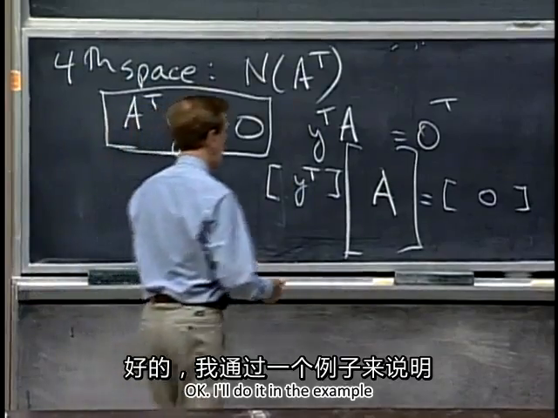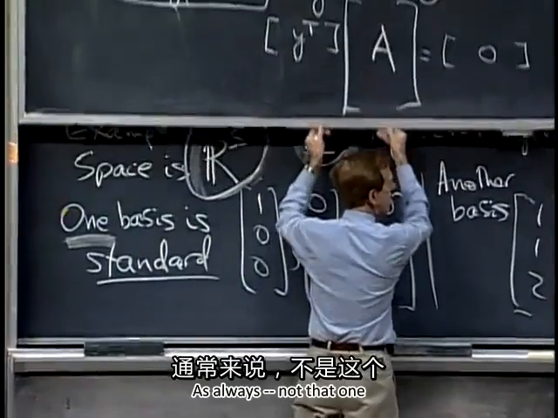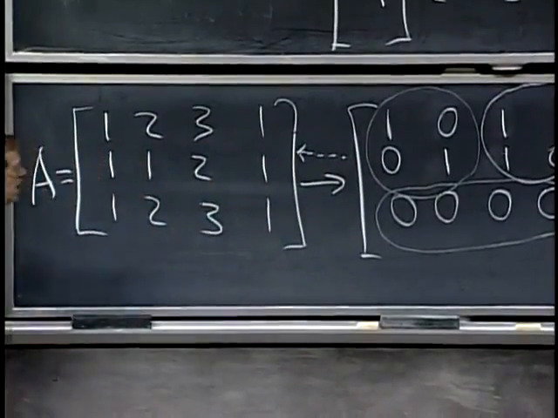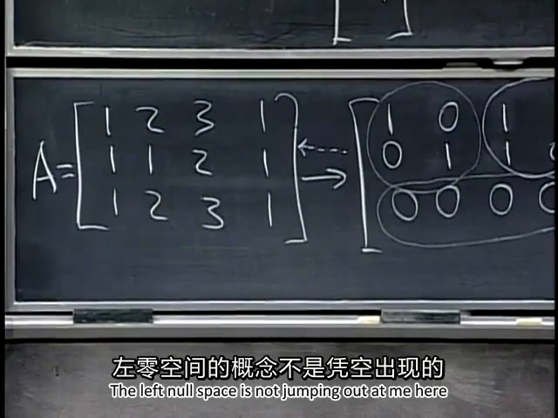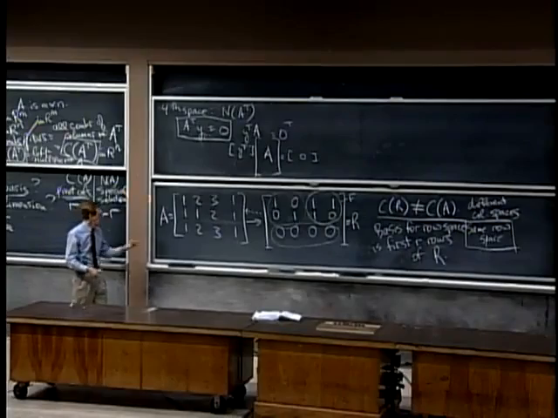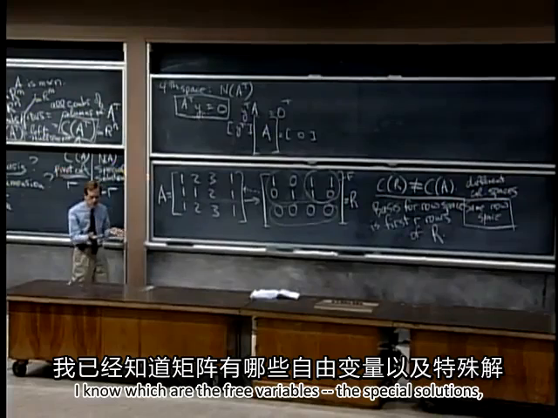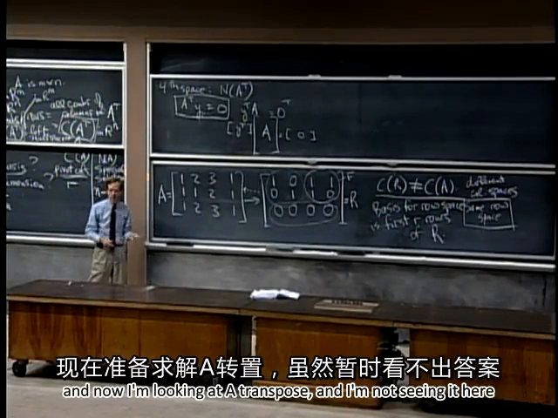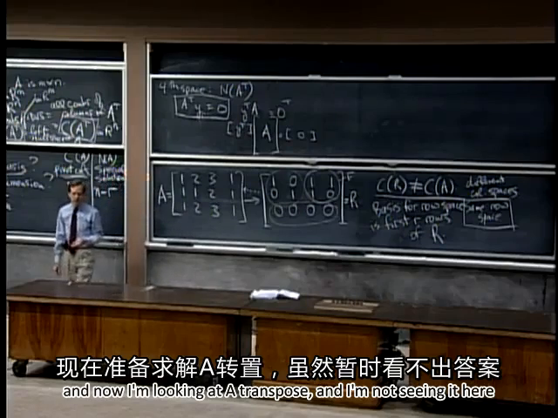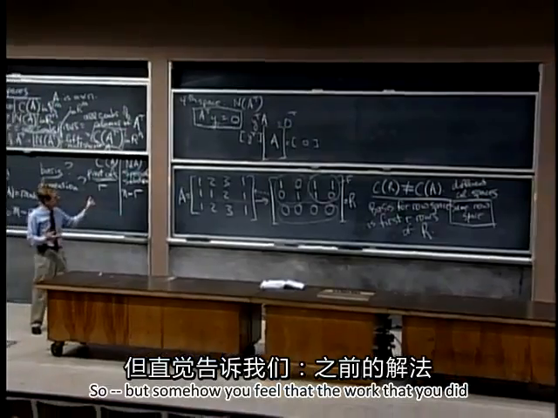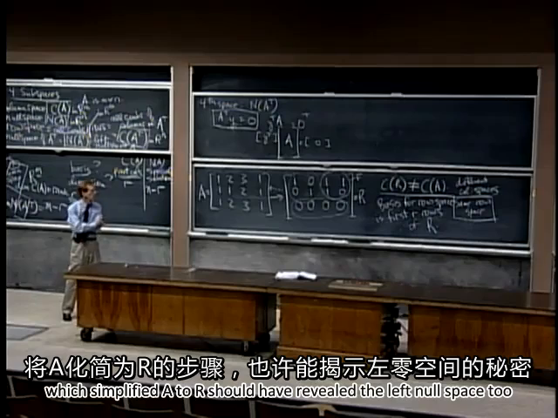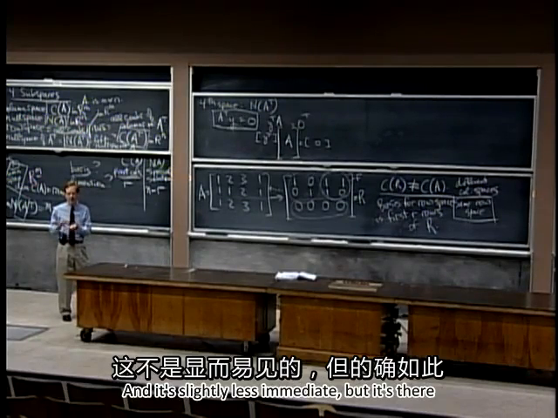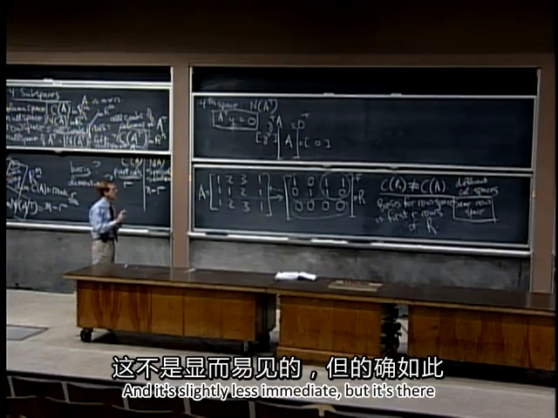Okay, I'll do it in the example. As always, not that one. The left null space is not jumping out at me here. I know which are the free variables, the special solutions, but those are special solutions to Ax equals 0, and now I'm looking at A transpose, and I'm not seeing it here. But somehow you feel that the work that you did, which simplified A to R, should have revealed the left null space too. And it's slightly less immediate, but it's there.